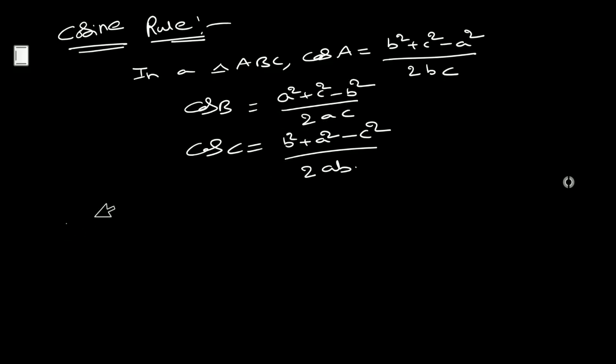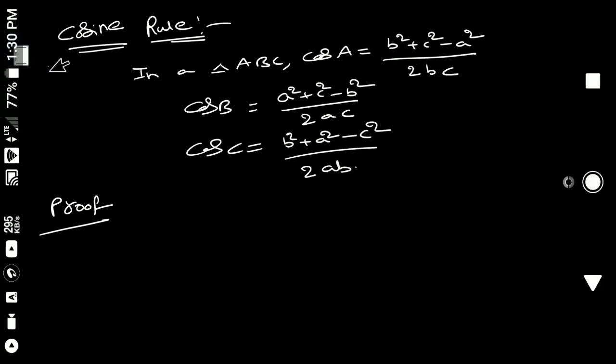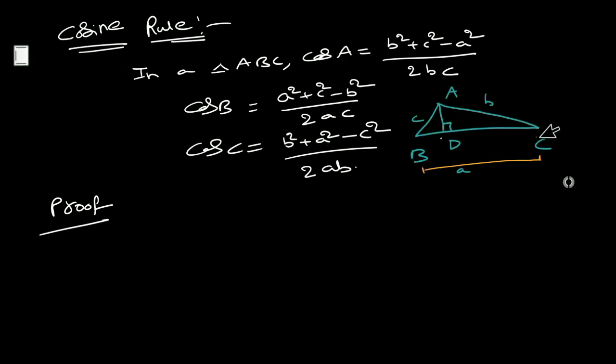How to prove this one? Let us see the proof for the formula. I'll prove any one of these three. The remaining we can prove similarly. Consider the triangle ABC. Small a, small b, small c are the side lengths. I am dropping a perpendicular from A to BC, which is AD. AD is the altitude.